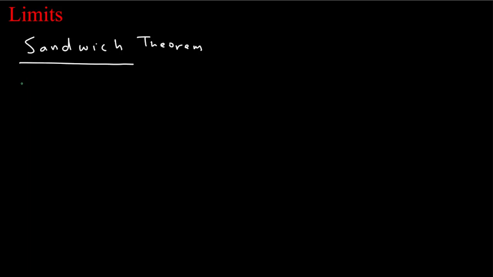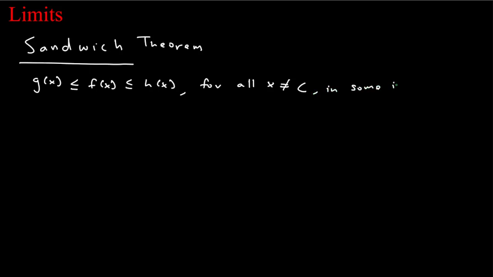So basically the sandwich theorem states that if you have some function g of x, which is less than or equal to some function f of x, which is less than or equal to some function h of x, for all x not equal to c in some interval around c, then the limit as x tends to c of g of x is equal to the limit as x tends to c of h of x.